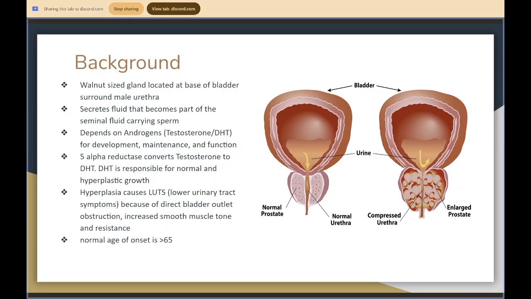Now, hyperplasia causes what we call LUTS, lower urinary tract symptoms. And this is because of the bladder outlet being obstructed directly, with an increase in smooth muscle tone and resistance. Normally, this happens in patients that are greater than 65 years of age.